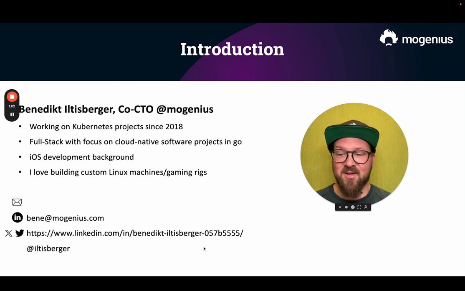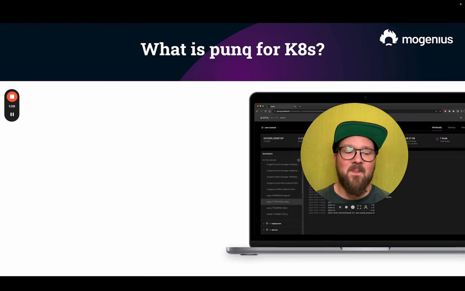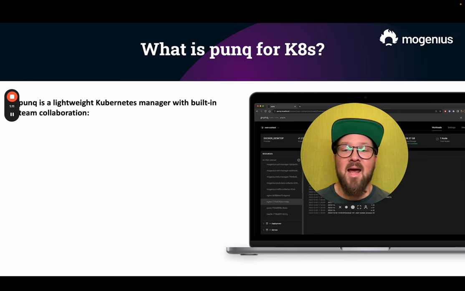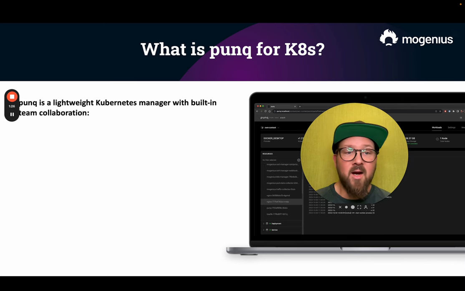Okay, so let's start. What is punq for K8s? punq for K8s is a lightweight Kubernetes manager with built-in team collaboration. And this is a main point, because there are a lot of tools for Kubernetes management like K9s and Kubernetes Lens, and they are awesome. Really, we are using them all day long. But we were missing an essential part when it comes to working with a lot of Kubernetes clusters from different vendors or different hyperscalers.